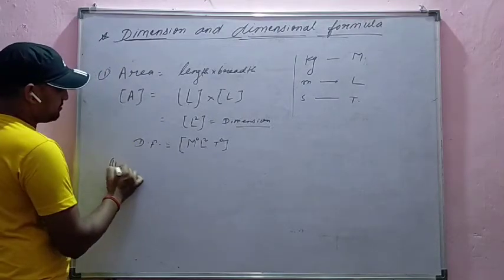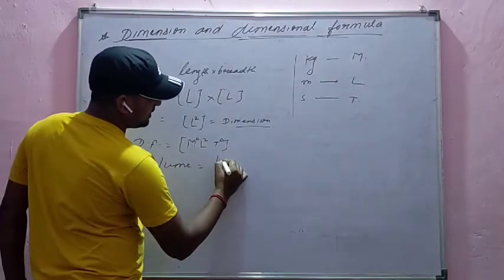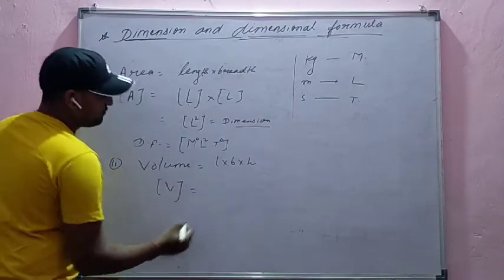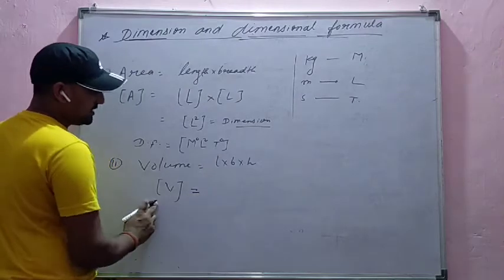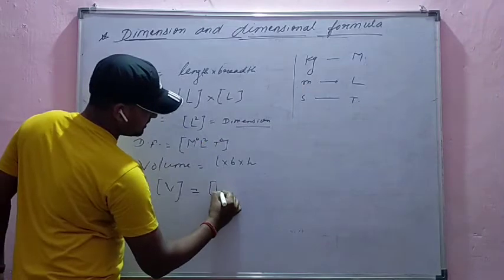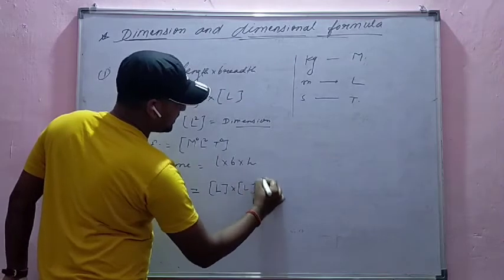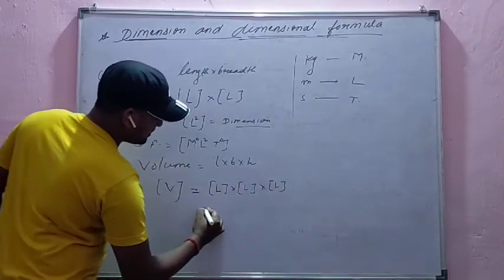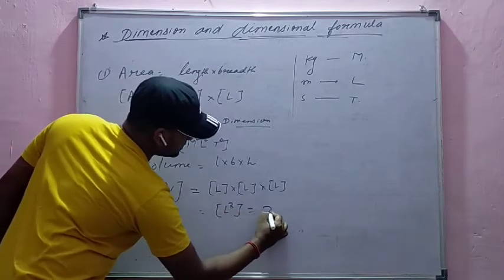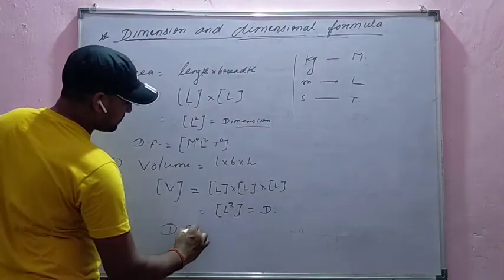You can see another example: volume. The formula of volume is length, breadth into height. You can see here V. Length in meter, symbol will be L. Breadth in meter, symbol will be L. Height is also L. Therefore, it will be L cube. This is the dimension. Now we are finding the DF.